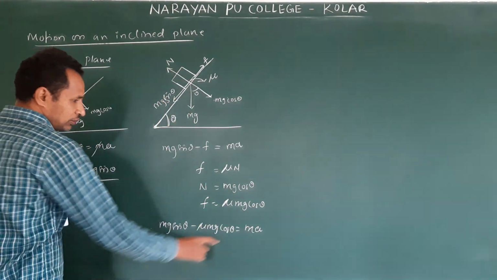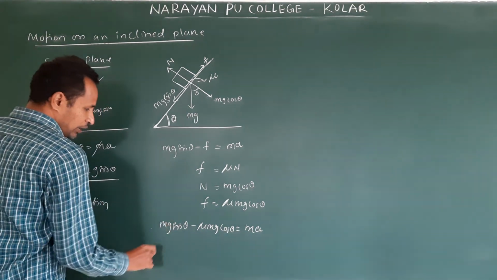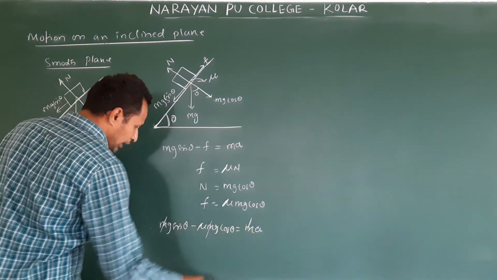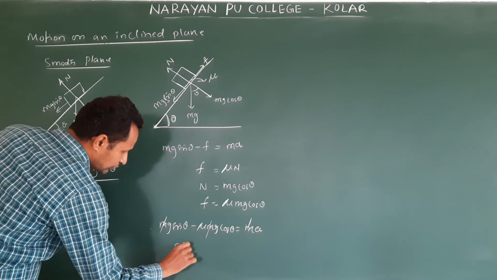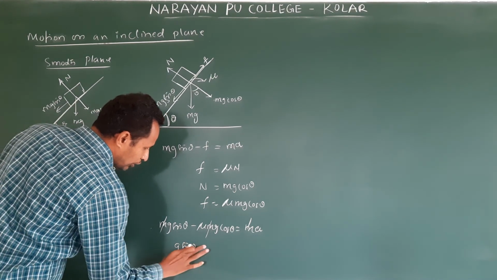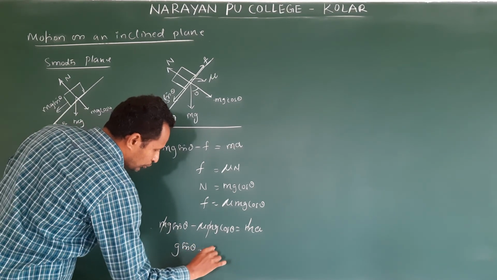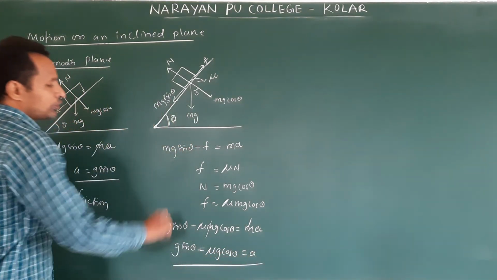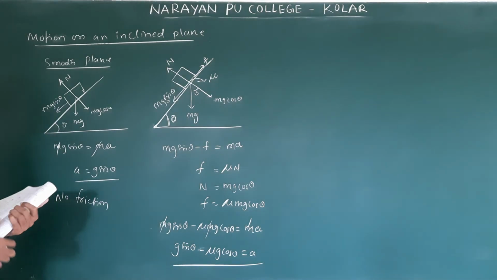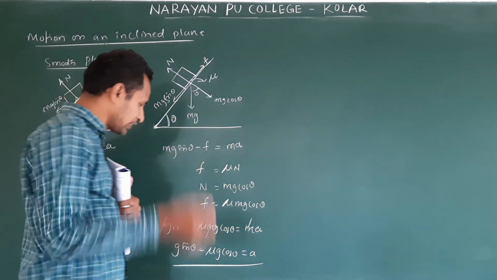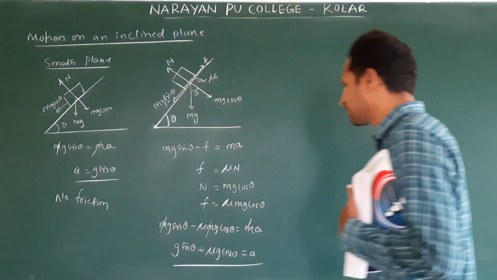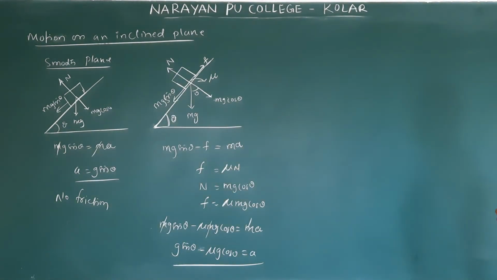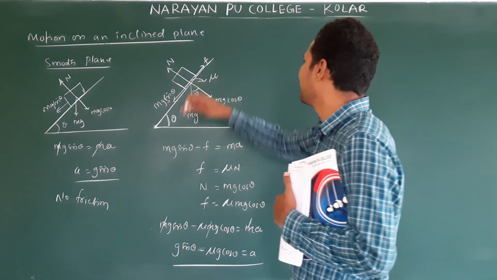In all three terms, what is common? M cancels. So we can write g sin theta minus mu g cos theta is equal to a. When the body is sliding down, the acceleration is a is equal to g sin theta minus mu g cos theta. This is sliding down.